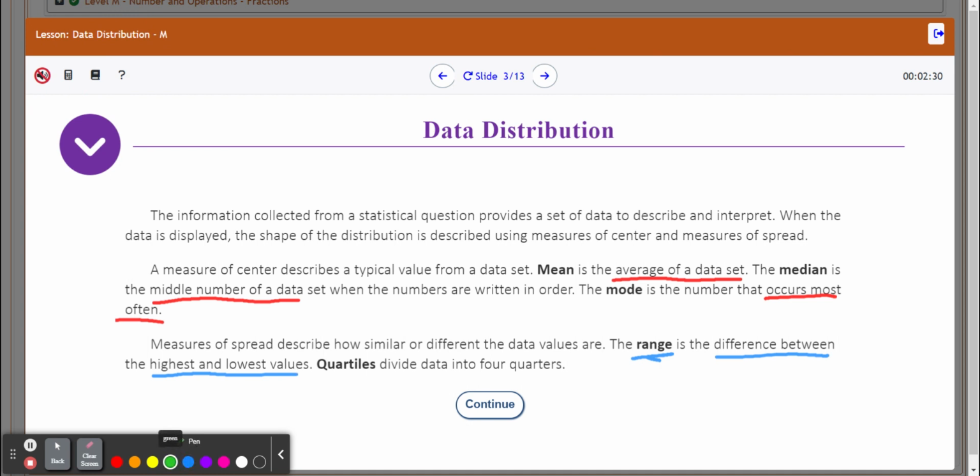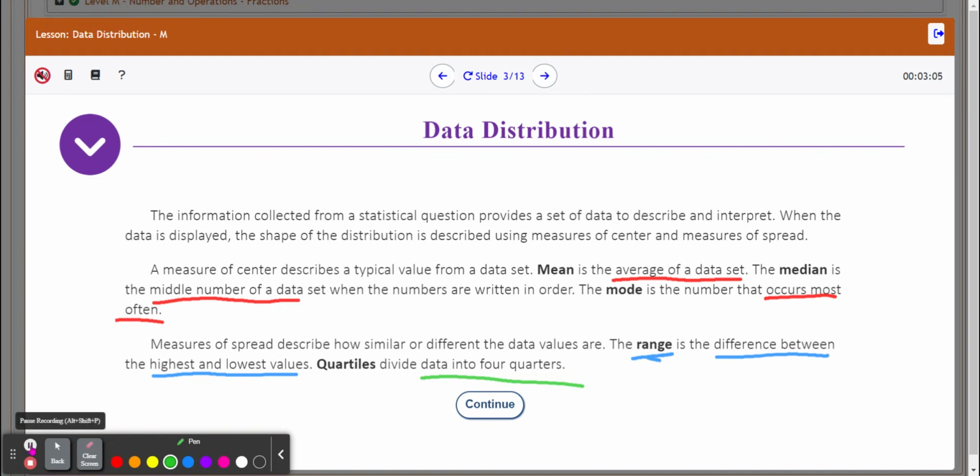And then once you have your information, you can split it into quartiles or four different parts. You're going to set them up into four quarters of your data. So these are some vocabulary you need to know. Again, mean is the average of a data set. You take everything, add it together, and divide by the number of data you have. The median is the middle number. Mode is the number that occurs the most. The range tells us where our data starts, the lowest number, and where it finishes, our highest number. And then quartiles are the four quarters that you can divide your information into.